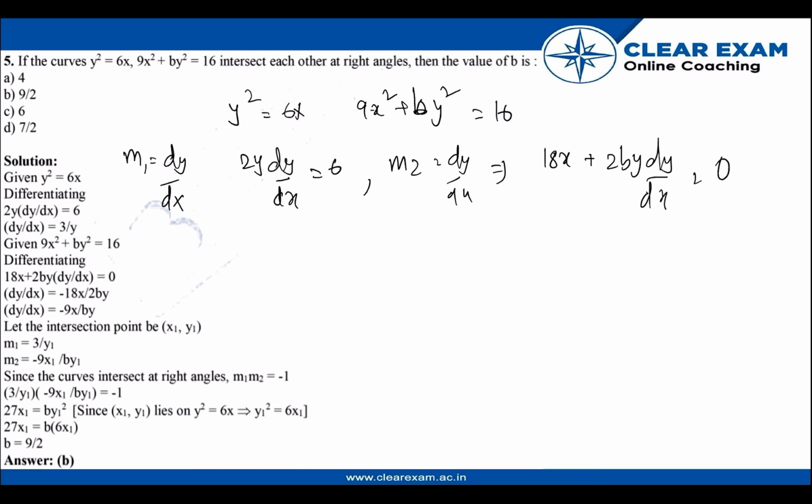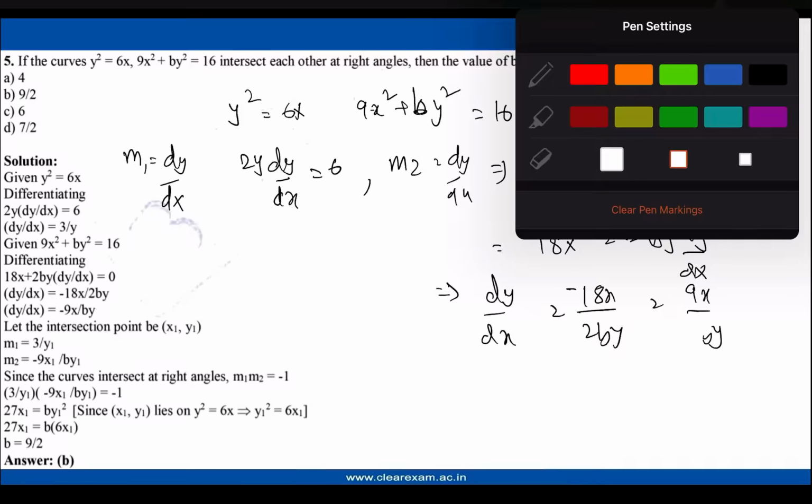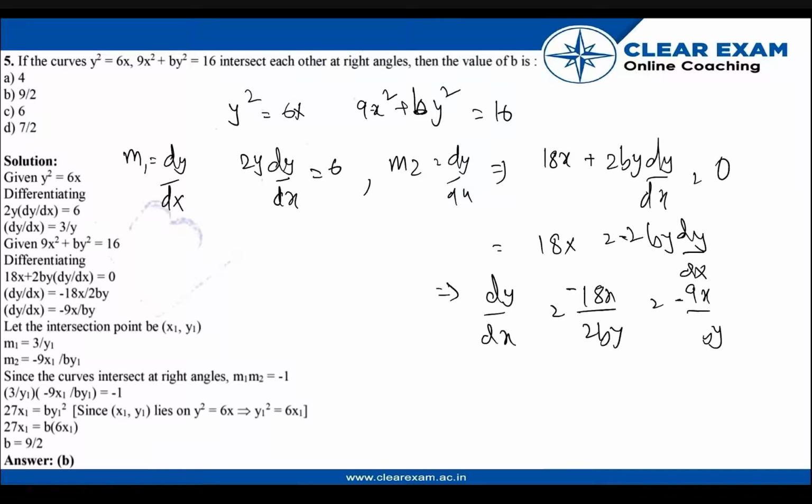So we can simplify this equation by taking the dy by dx term on the right hand side. We get 18x equals negative 2by dy by dx. Okay, so with this we have dy upon dx equals minus 18x upon 2by, that is minus 9x upon by.